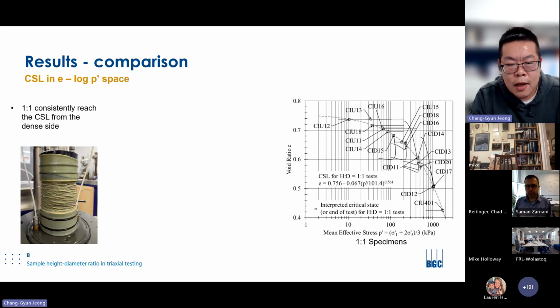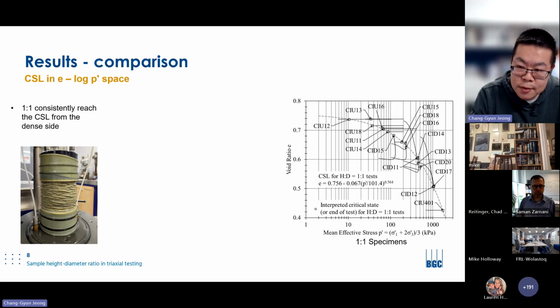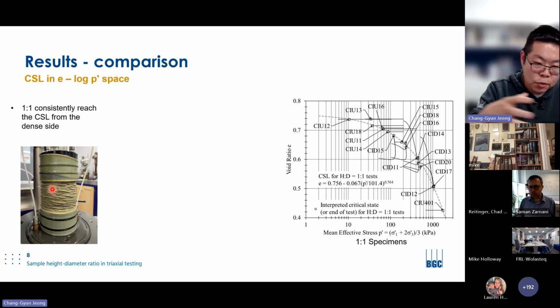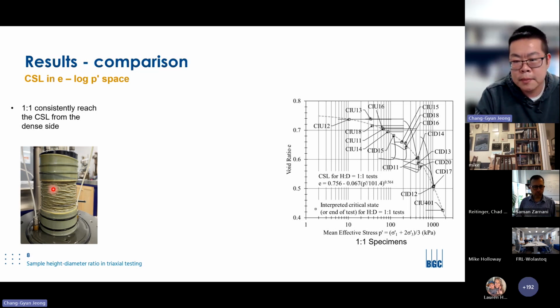Okay, now we move on to the 1:1 test. We basically repeated the 2:1 tests with 1:1 height to diameter ratio samples. The loose tests are the same as before, all landing on the critical state line. But this time you can see that all the dense tests also reach the exact same critical state line. And you can see the sample was more uniformly deformed.